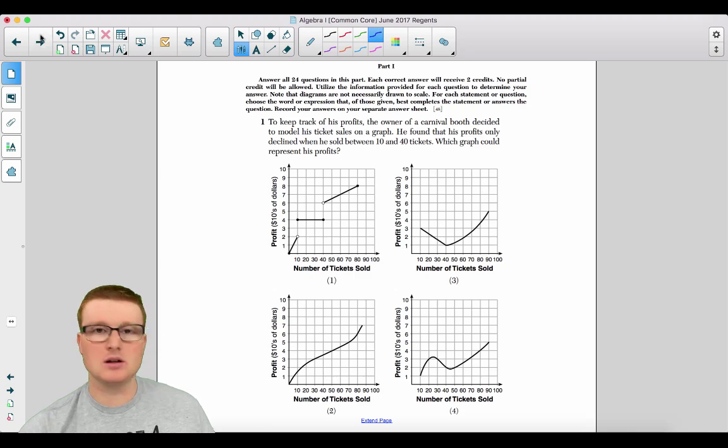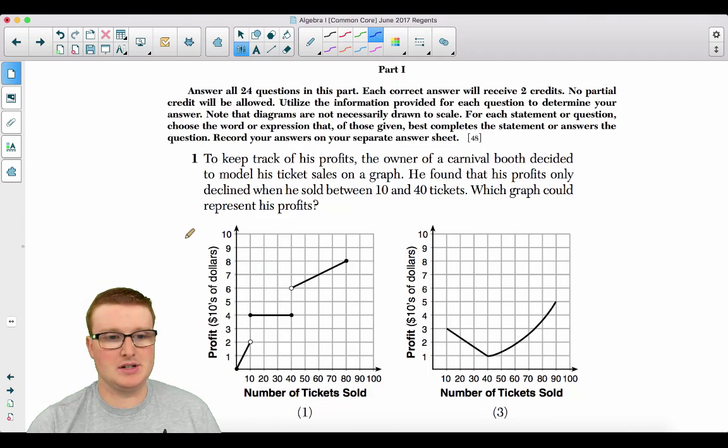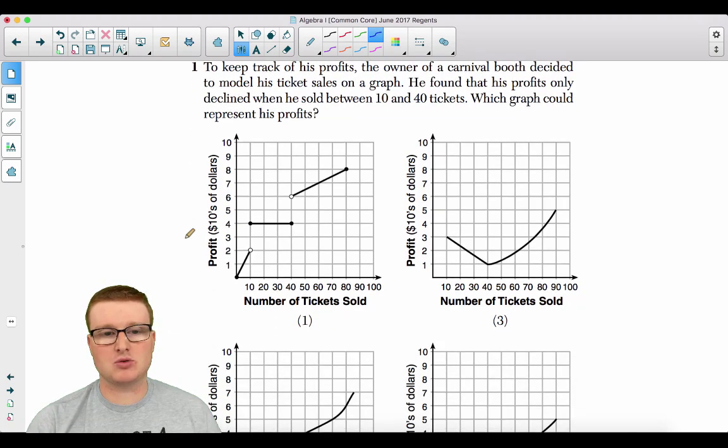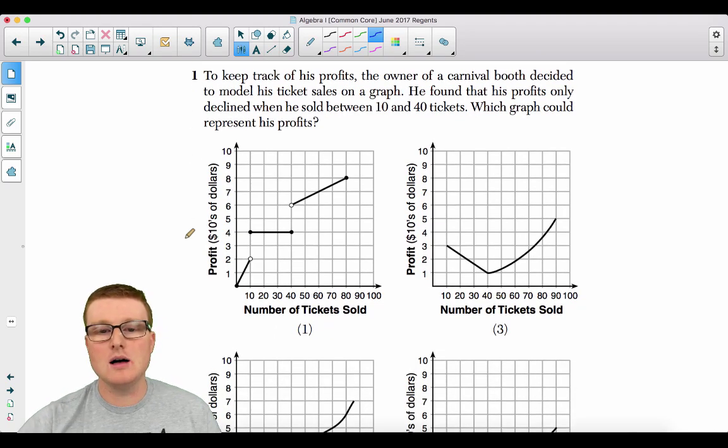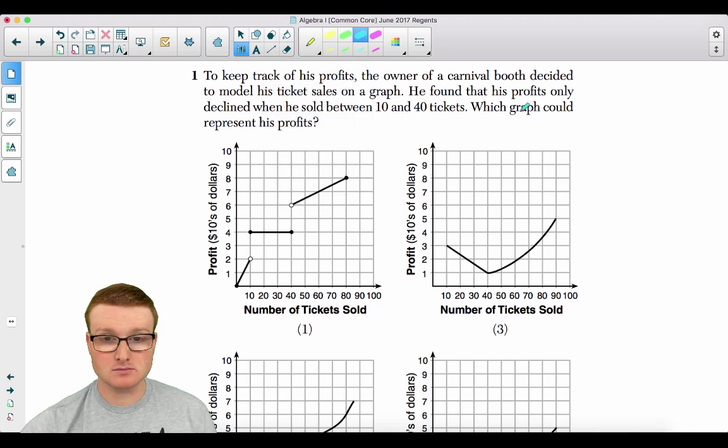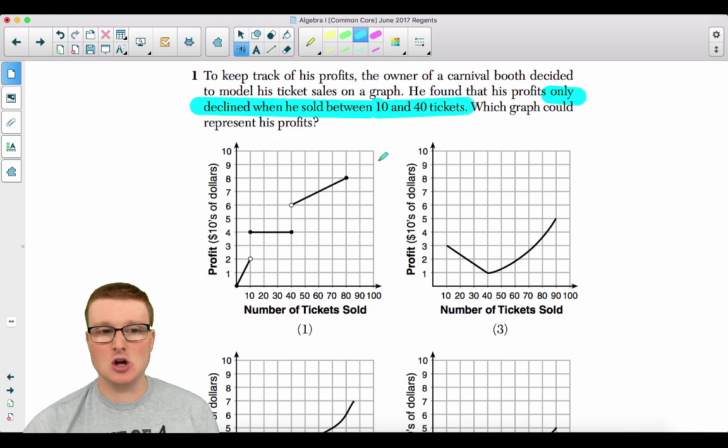Without further ado, let's begin. Number 1 says, all right, we see a whole bunch of graphs here. To keep track of his profits, the owner of a carnival booth decided to model his ticket sales on a graph. He found that his profits only declined when he sold between 10 and 40 tickets. Which graph represents his profits?